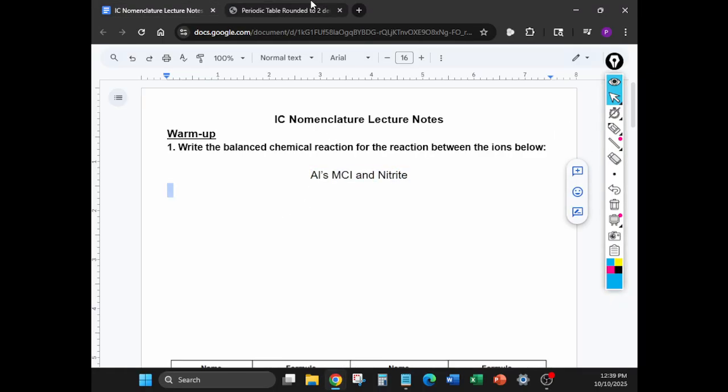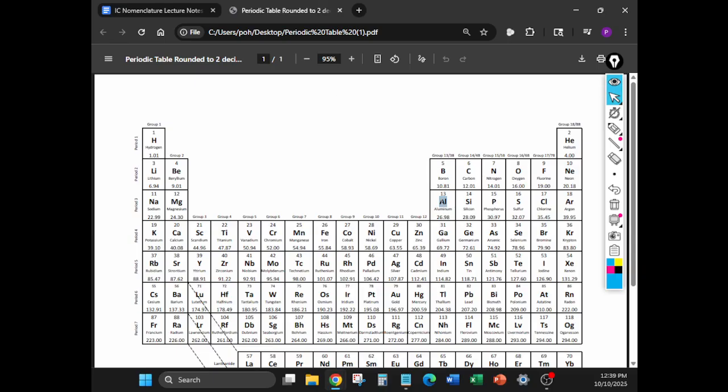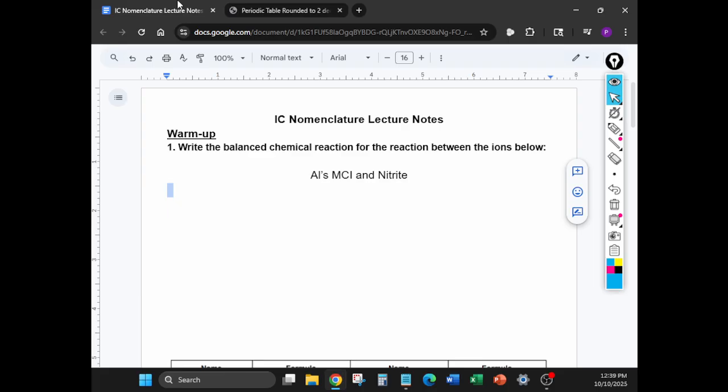So for aluminum, periodic table, aluminum is right over here. And for the pattern, you guys should have on your notes that it is +3. So Al 3+. Okay, for nitrite, nitrite is a polyatomic that we learned about last class.